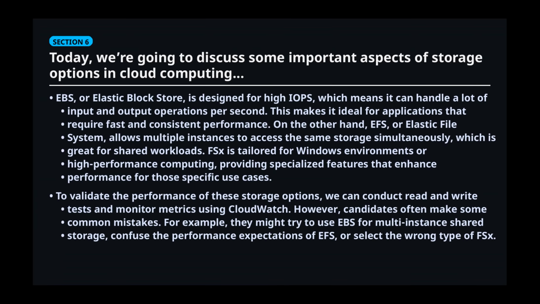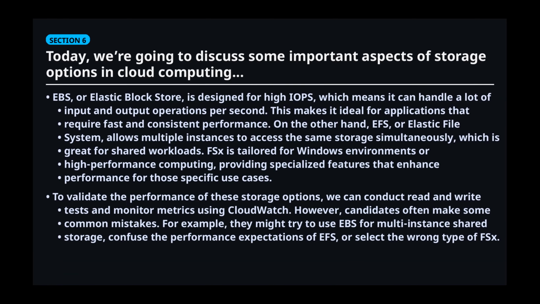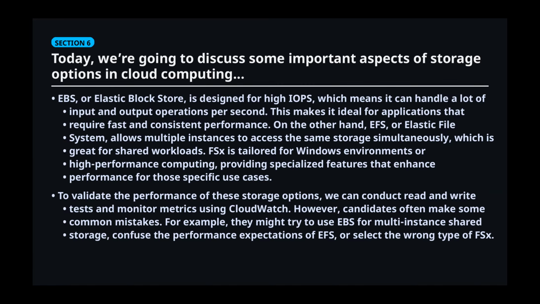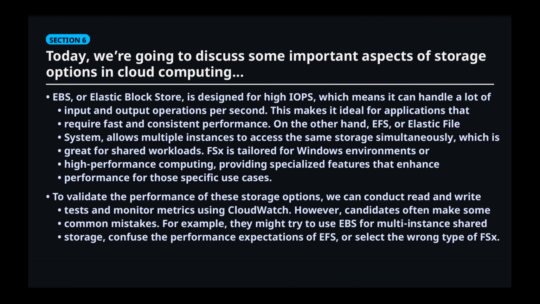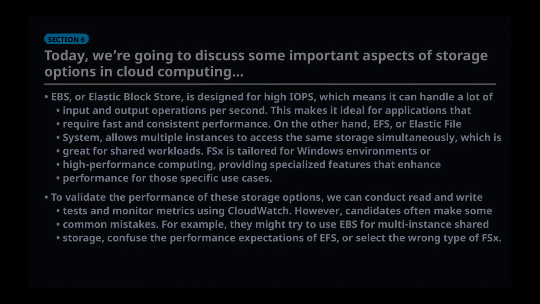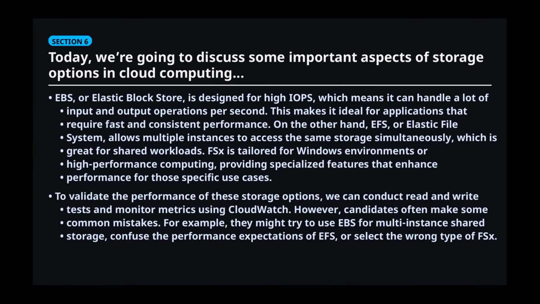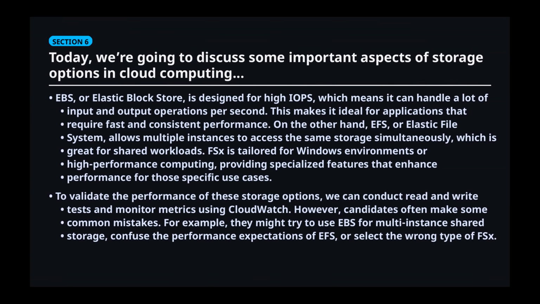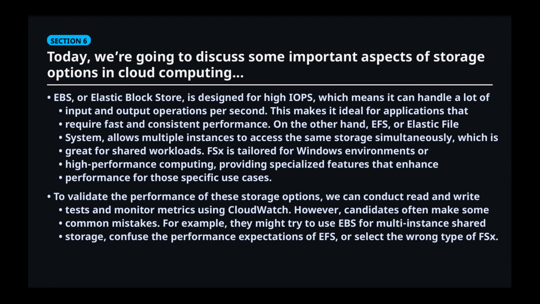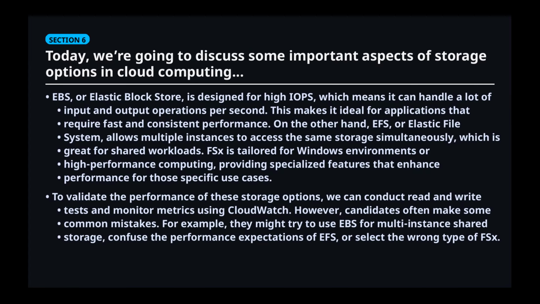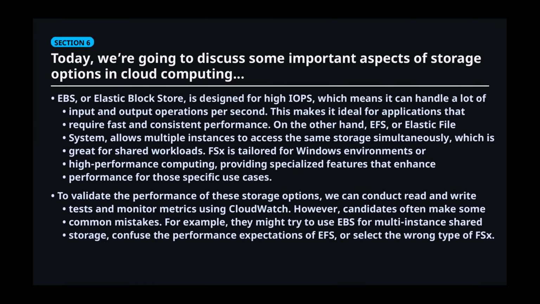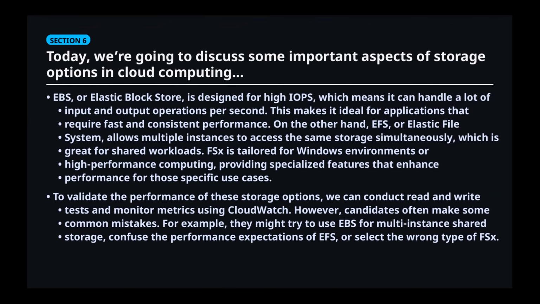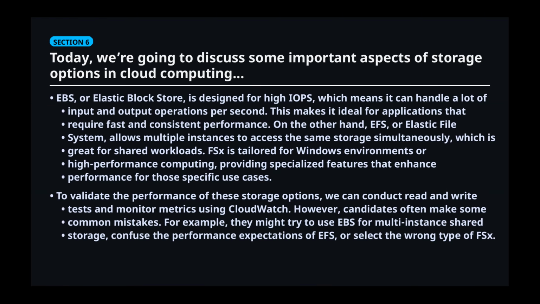EBS, or Elastic Block Store, is designed for high IOPS, which means it can handle a lot of input and output operations per second. This makes it ideal for applications that require fast and consistent performance. On the other hand, EFS, or Elastic File System, allows multiple instances to access the same storage simultaneously, which is great for shared workloads. FSX is tailored for Windows environments or high-performance computing, providing specialized features that enhance performance for those specific use cases.